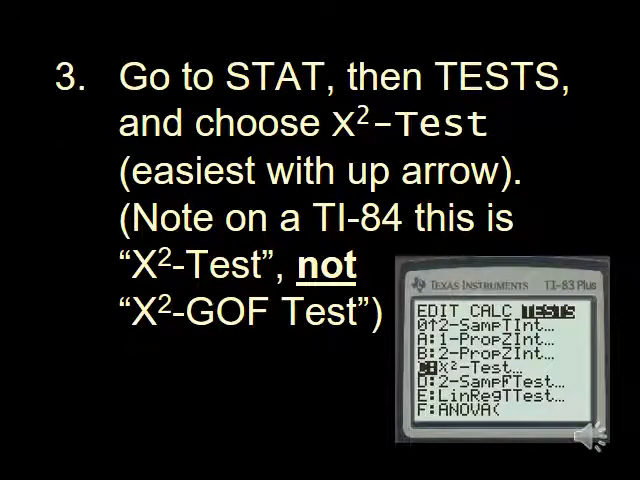Now you will actually do the test. And so you want to go to Stat, Tests, and you want to choose chi-square test. Again, if you do have a TI-84, it's choice C. It's just the one that says chi-square test. You ignore the chi-square GOF that comes below that.